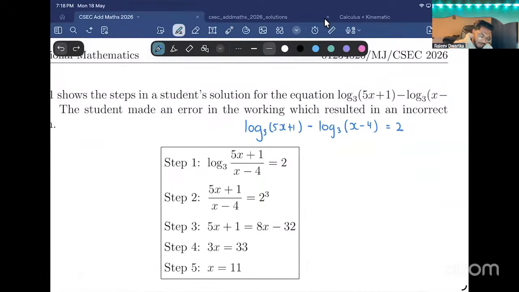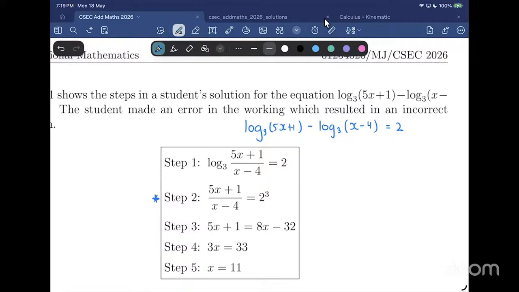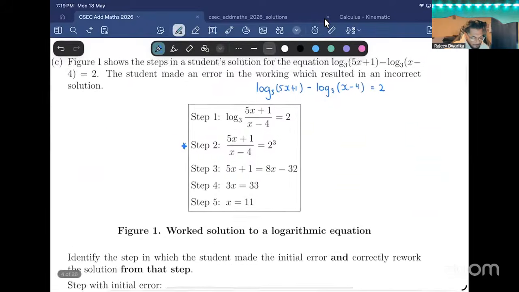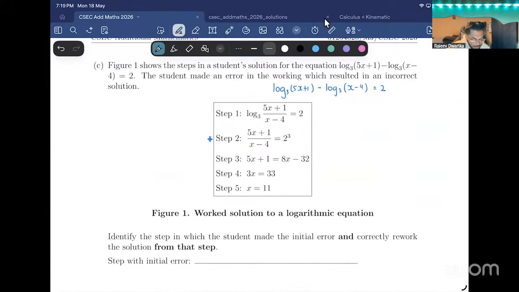Oh, this is very, very illegal. This is a mistake. He had to write 2 in terms of log what? Log base 3. Yeah. So the step with the initial error is just step 2. Step 2, he made the mistake.